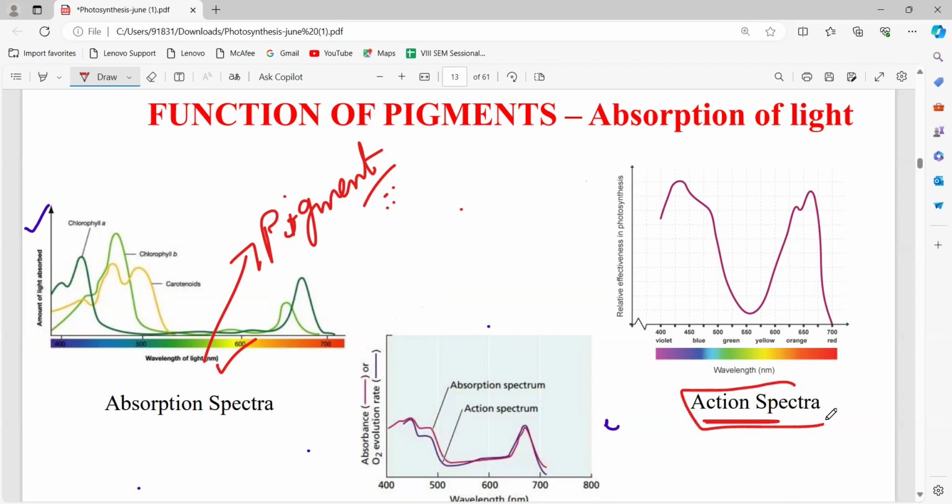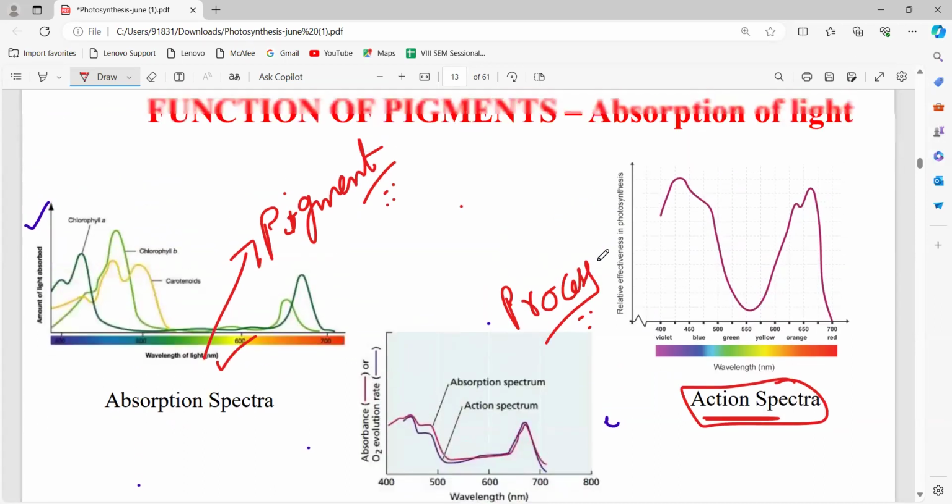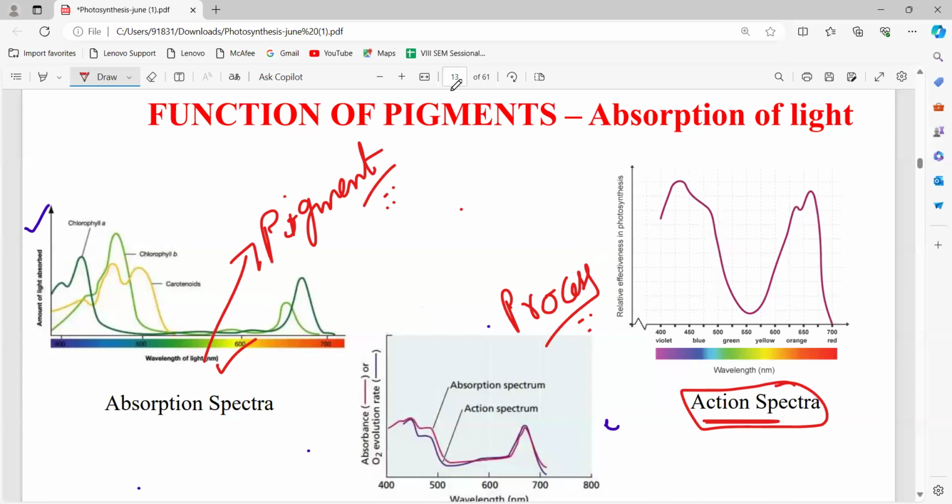Now, the action spectra is always talking about a process. Any process, friends, doesn't matter, at what wavelength the process is happening at its maximum. Tell me, Selvi, Akila, Kalyani, Anand, at what wavelength does photosynthesis occur at a maximum rate? In other words, what is the most suitable wavelength for the process of photosynthesis to occur?